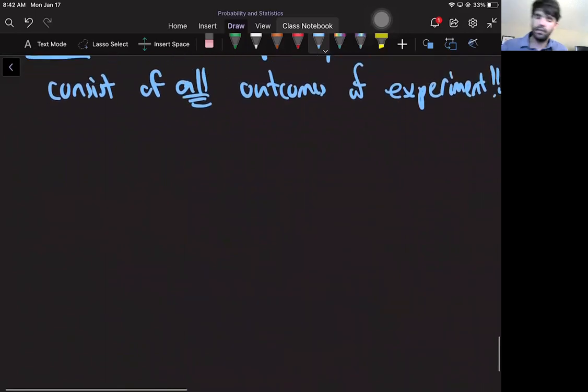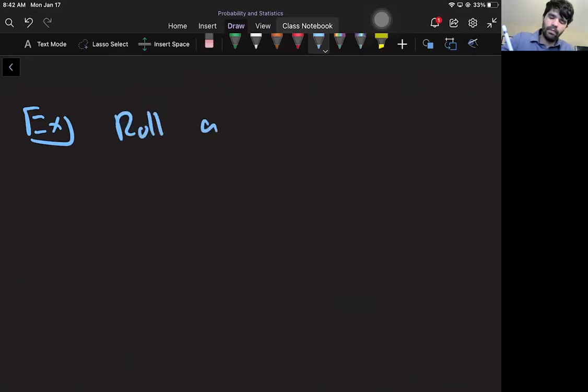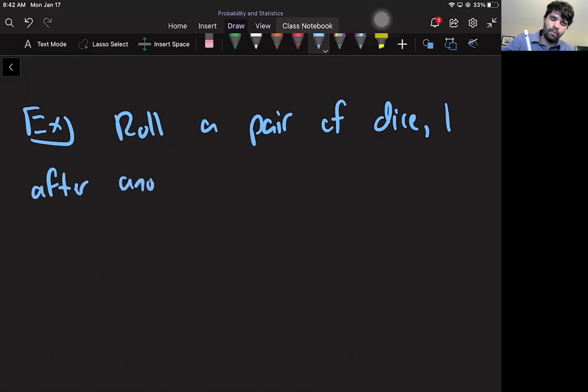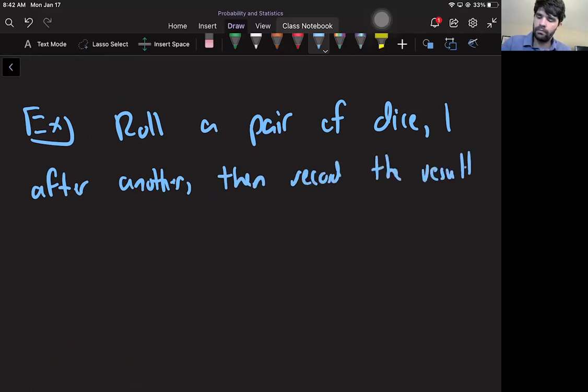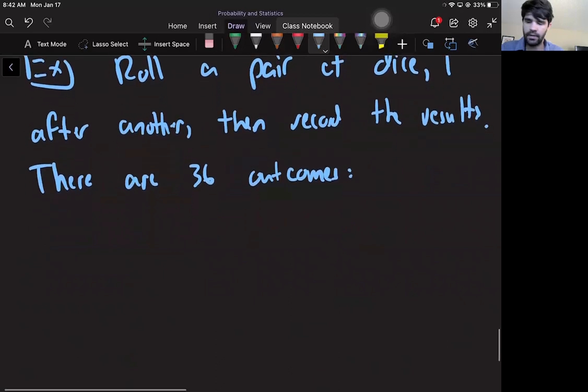Okay, let's do another example that's perhaps a little more tricky. So now let's roll a pair of dice instead of 1 dice. And again, one after another. And then we record the results. So there's going to be 36 outcomes. Maybe you can already see why. But this time it's a bit trickier to write them down.